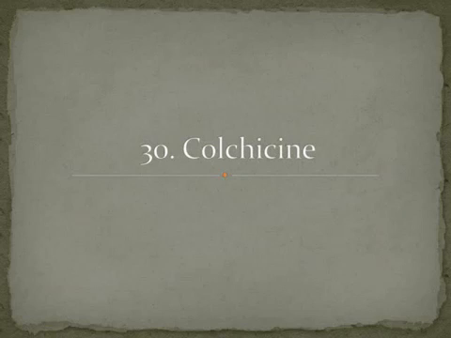Colchicine is a drug for gout. This is Colcrys, which is colchicine. And colchicine is used when a severe gouty attack comes on. That's when we use that drug.